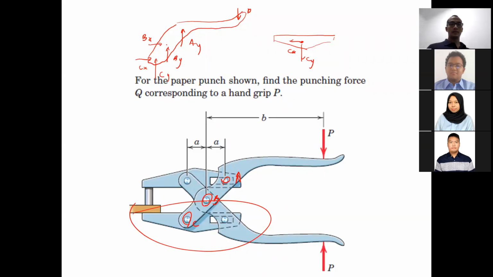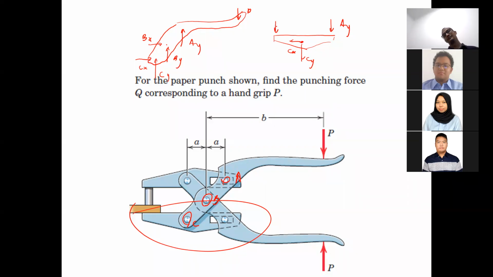Okay. And what else do we have there? The AY. AY here is supposed to be down. Okay. What else? Q. Okay, because it's a punching load, it's supposed to be down as well, right? Okay, this one is Q.